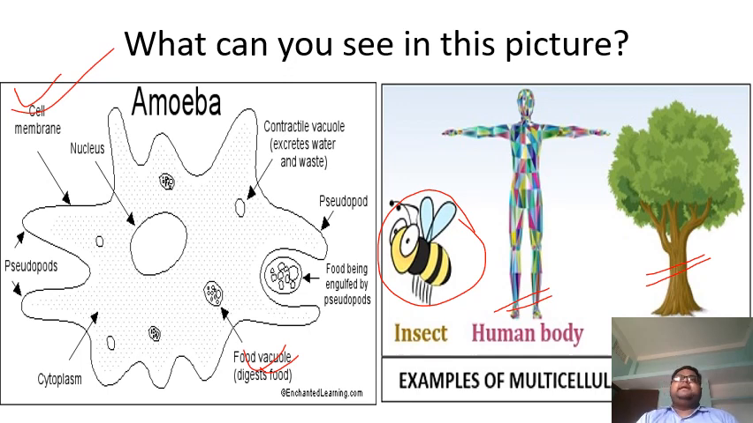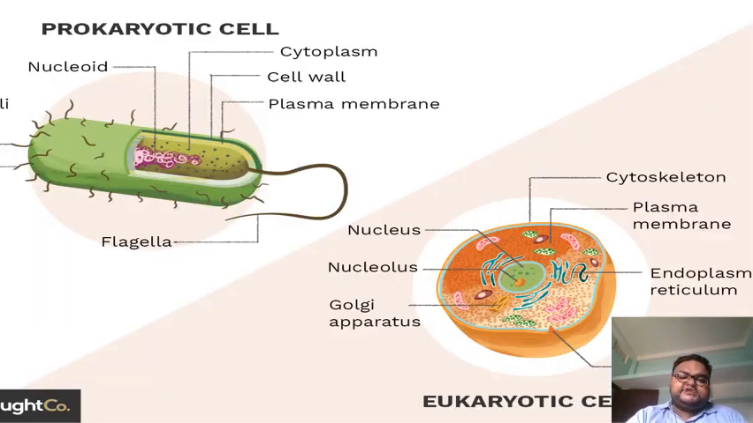Yes, so we can say that amoeba is a unicellular organism, and the organisms shown in this picture are what? These are multicellular organisms. Okay, students, these are multicellular organisms. So we can say that the cell can be the basis of classification. Okay, students, right? So now let's look at this picture.